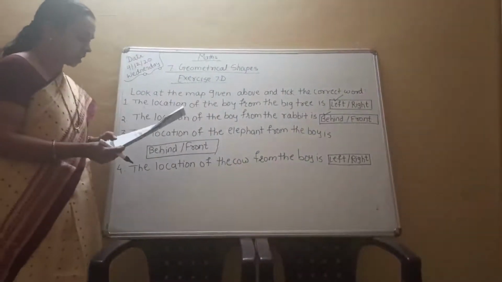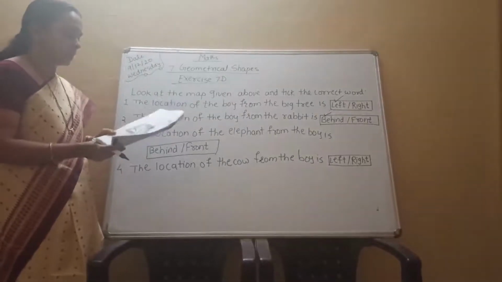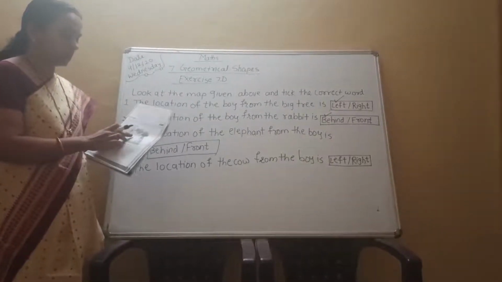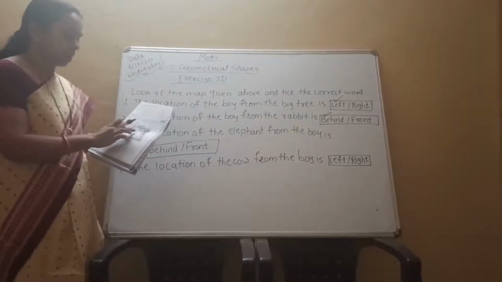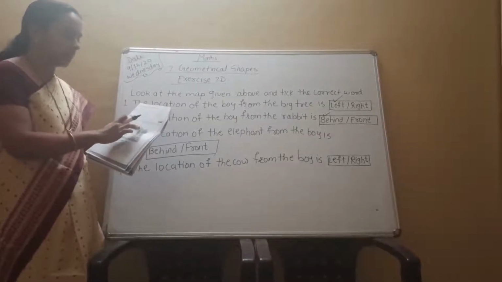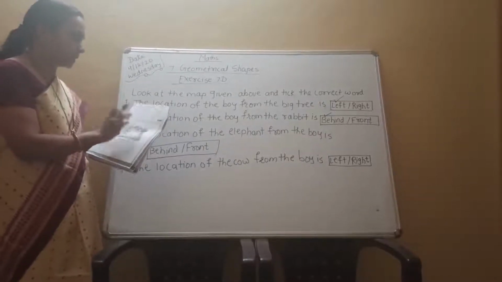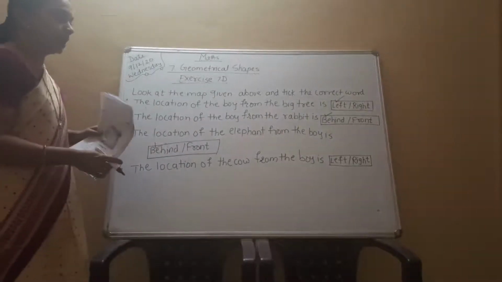Then see third question. The location of the elephant from the boy is. See, this is the boy and location of this elephant. So location of the elephant from the boy is behind. Behind that boy, that elephant is standing. So what is our answer? Behind. So tick mark on behind.